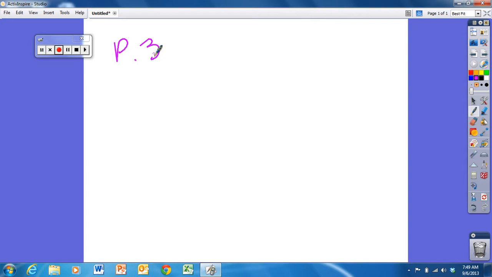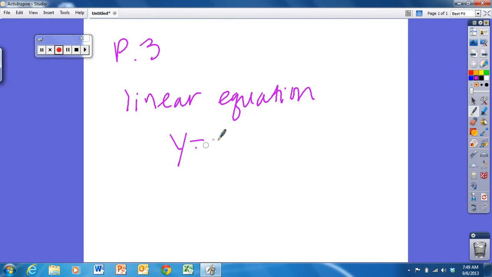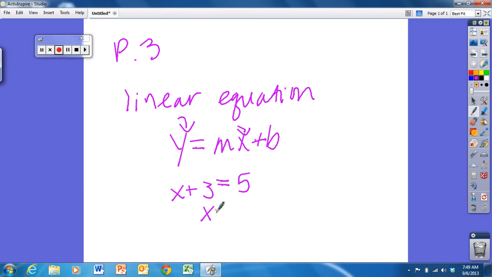It's important to understand that a linear equation, if you put it on a graph, would be a line. That's why we say a linear equation in one variable, because a linear equation in two variables would be y equals mx plus b, because the x and the y are two variables. We're just talking about one variable linear equations like x plus 3 equals 5. So then x would equal 2.